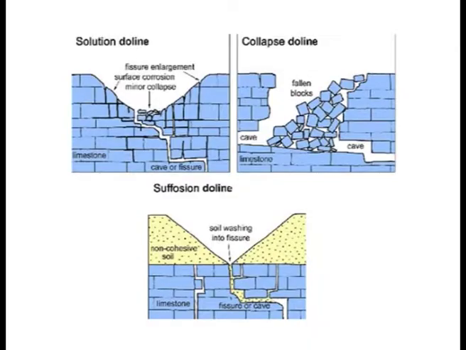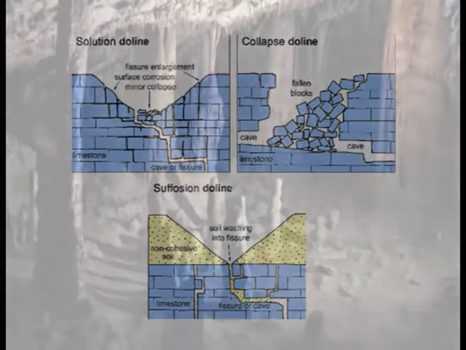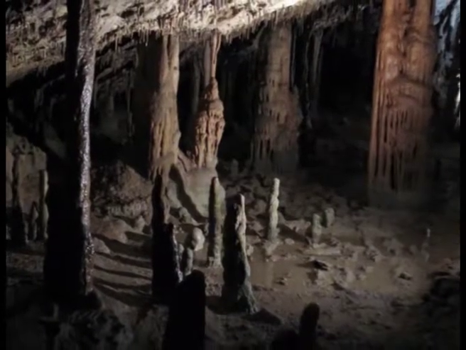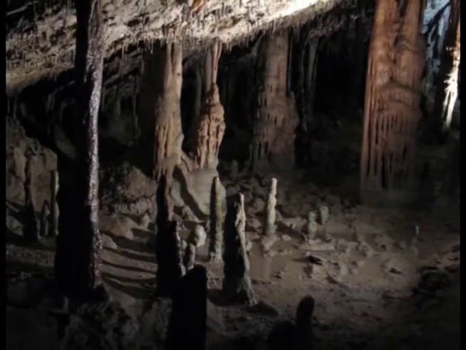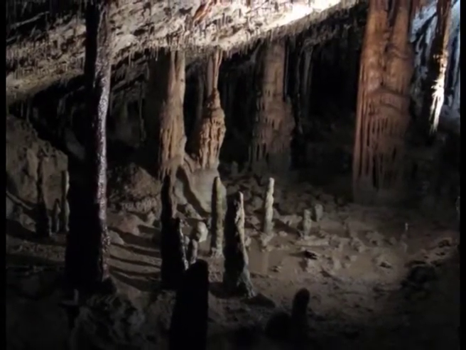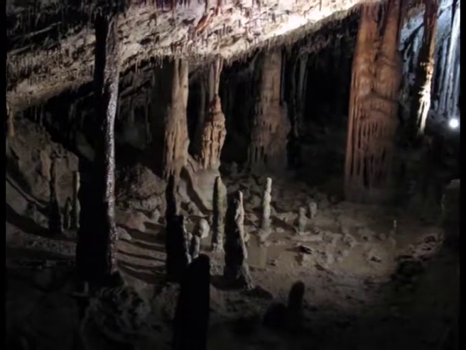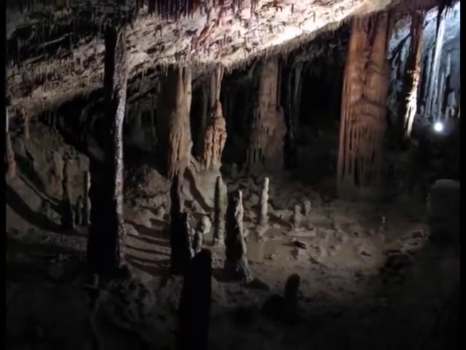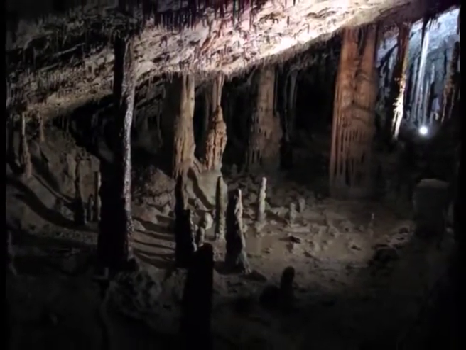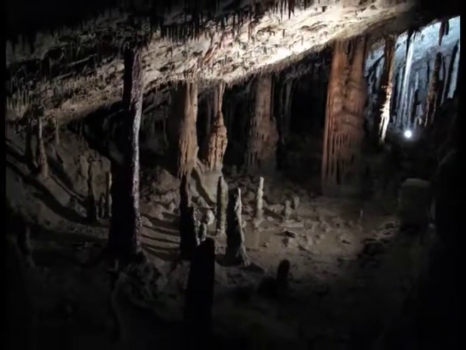Doline structures develop by a variety of methods like collapse, suffocation, or solution. Collapse doline structures are formed when the underlying cave passage collapses, forming a depression on the surface above. These doline structures are actually quite rare, as caves are generally quite stable. Most doline structures are formed by the process of suffocation.